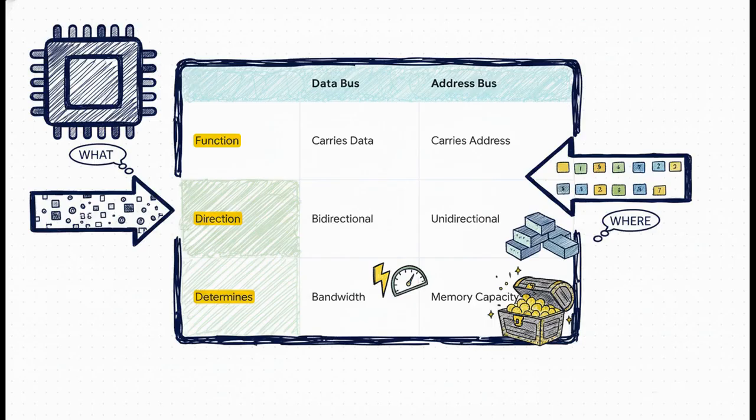The address bus carries the where, the location. It's unidirectional, and its width determines your maximum memory capacity. If you remember that, what versus where, you'll be golden.